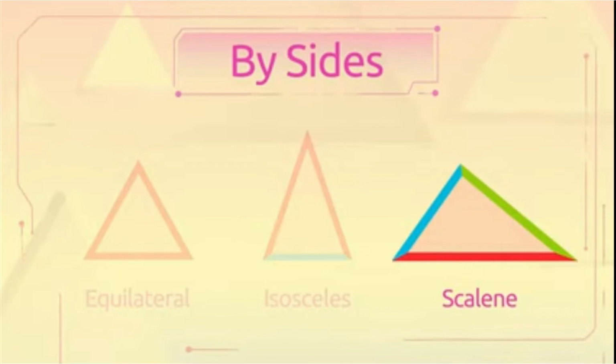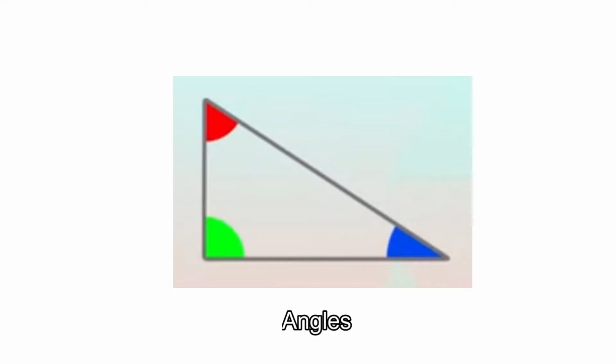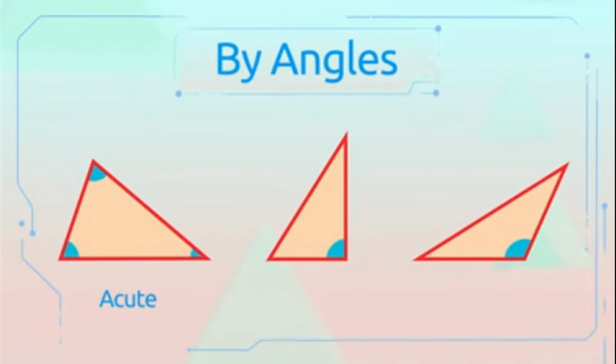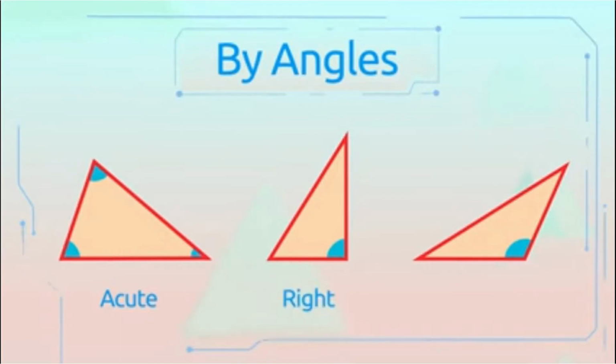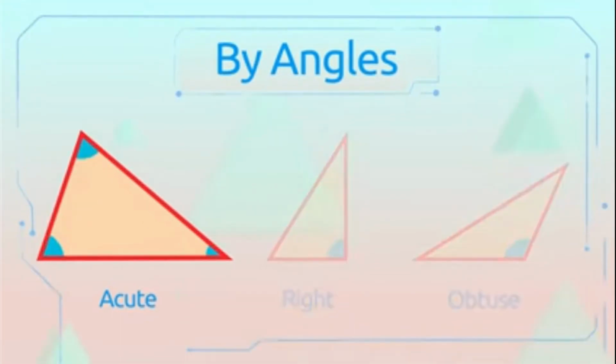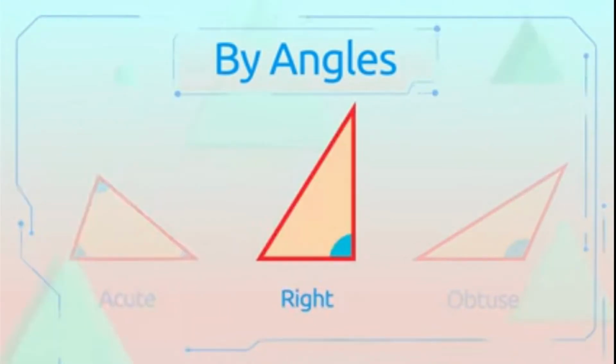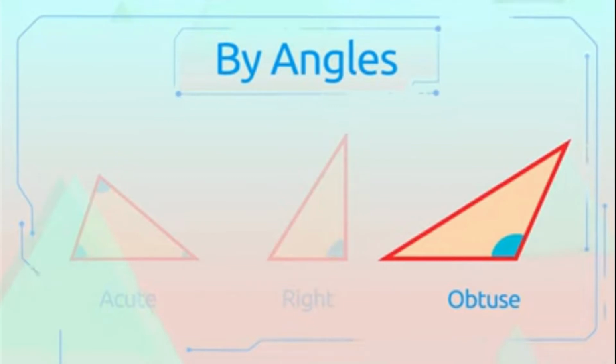And if we classify triangles depending on their angles, we would get three types. That is, acute triangle, right triangle, and obtuse triangle. A triangle with three acute angles is called an acute triangle. A triangle with one right angle is called a right triangle. And a triangle with one obtuse angle is called an obtuse triangle.